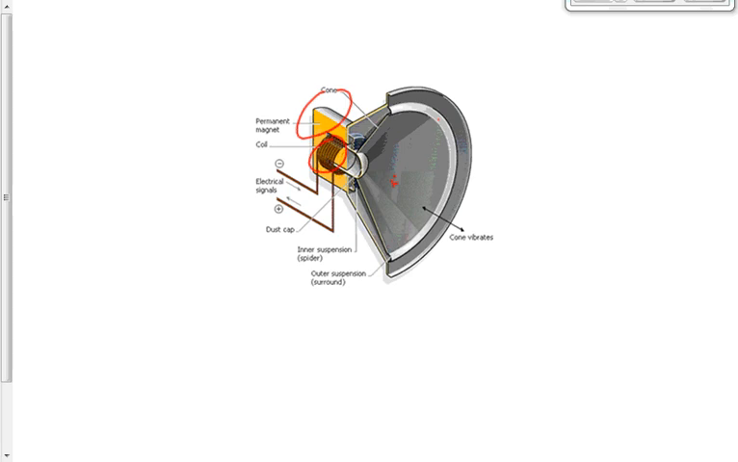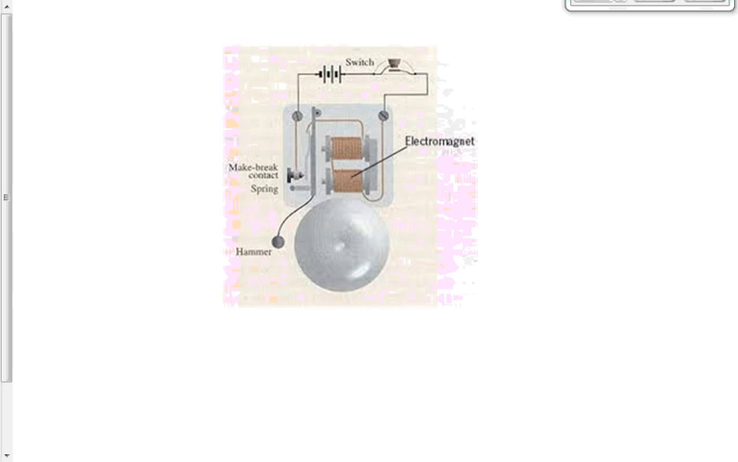So by sending this electrical signal to this solenoid, which causes this magnet to go in and out by force of attraction and repulsion, and causes this cone to go with it, you're generating sound. Again, one more application for you here. What's this?